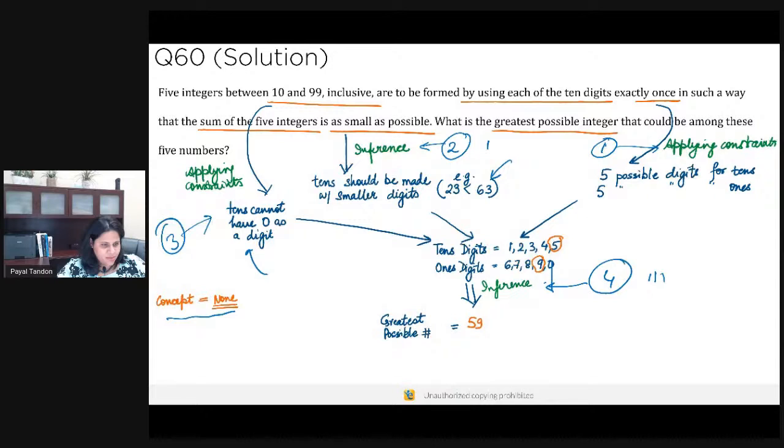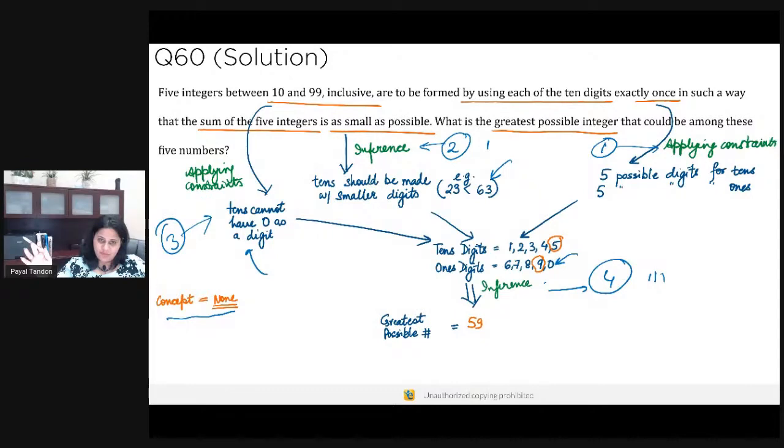And Shardul, the sum has to be minimum. Why can't you have the 0 in the units digit? We can have the 0 in the units digit, Shardul, and that's what we have over here. 0 is in the units digit. What I was saying is that 0 can't be in the tens place because then it won't be a 2-digit number. Okay. All right.